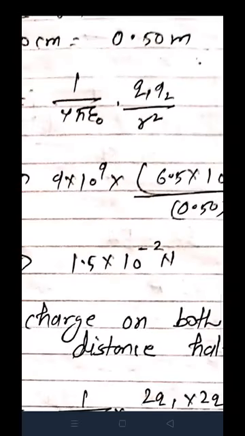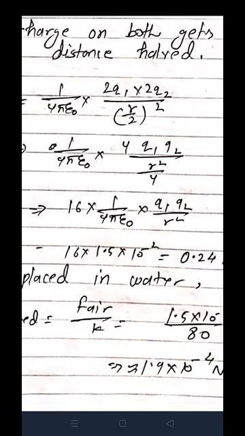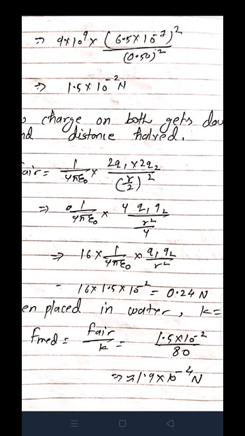Over here it was 1.5 into 10 to the power minus 2 Newton. So we only need to place the value over there, no need to find it again, and we will multiply it by 16. It will give 0.24 Newton. Second part over.